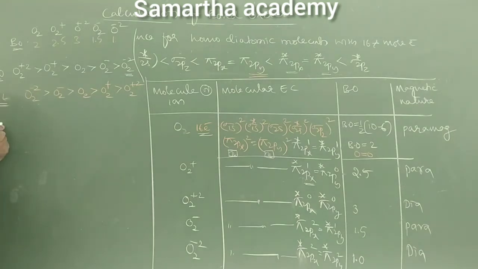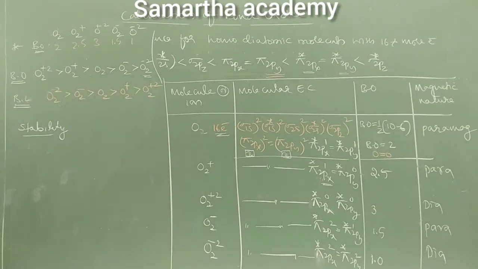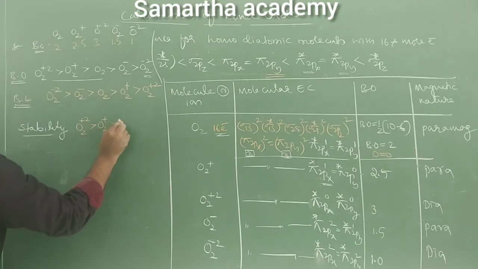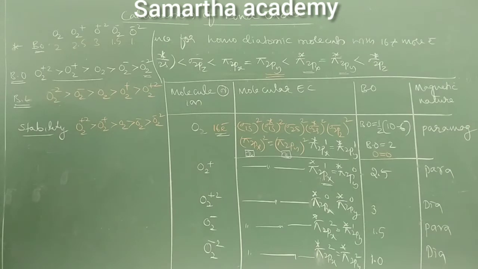Similarly, stability. We also studied that stability is directly proportional to bond order, right? So stability, come on, tell me. Stability is directly proportional to bond order. The order of bond order here, no? Same order here. O2 plus 2 has the highest stability, then O2 plus, O2, O2 minus, O2 minus 2. Right?